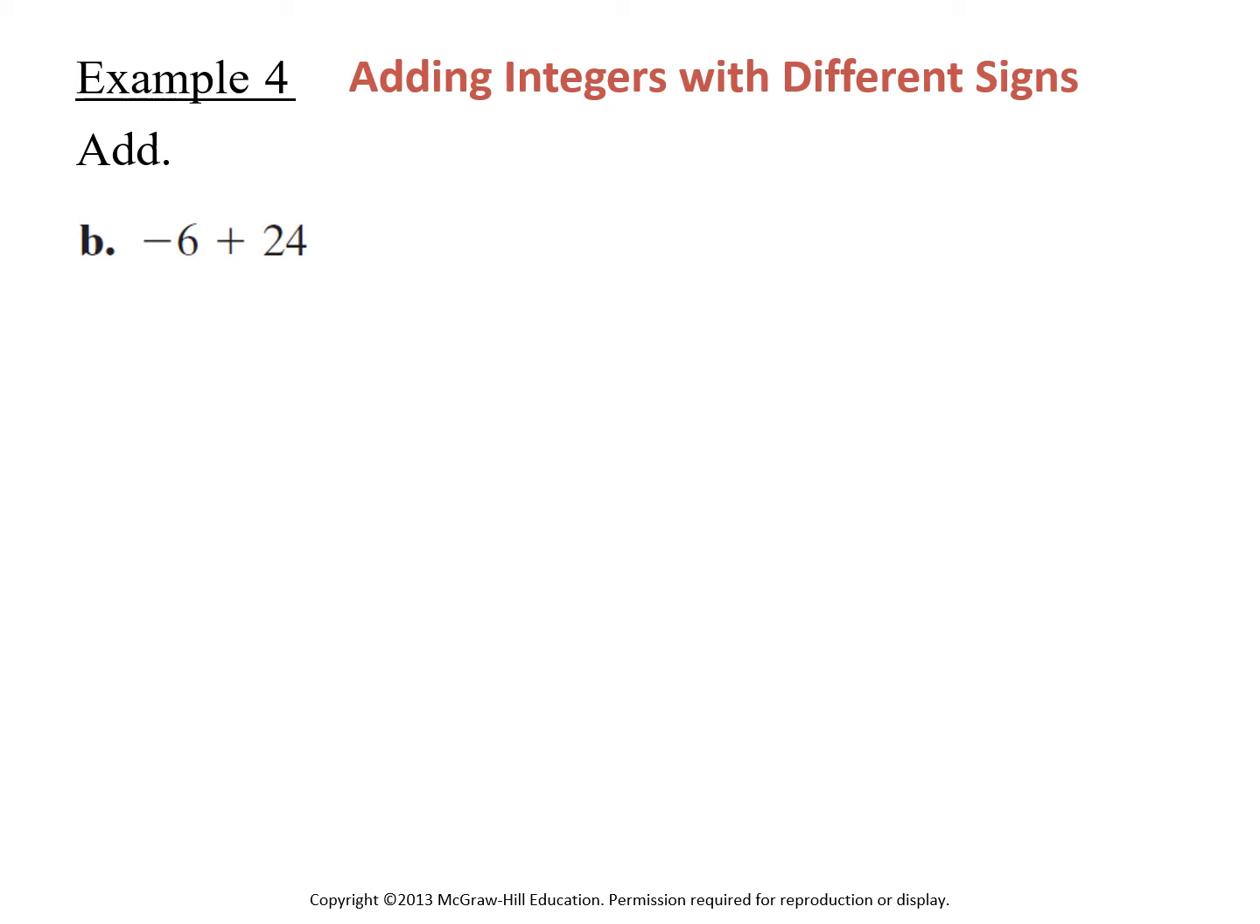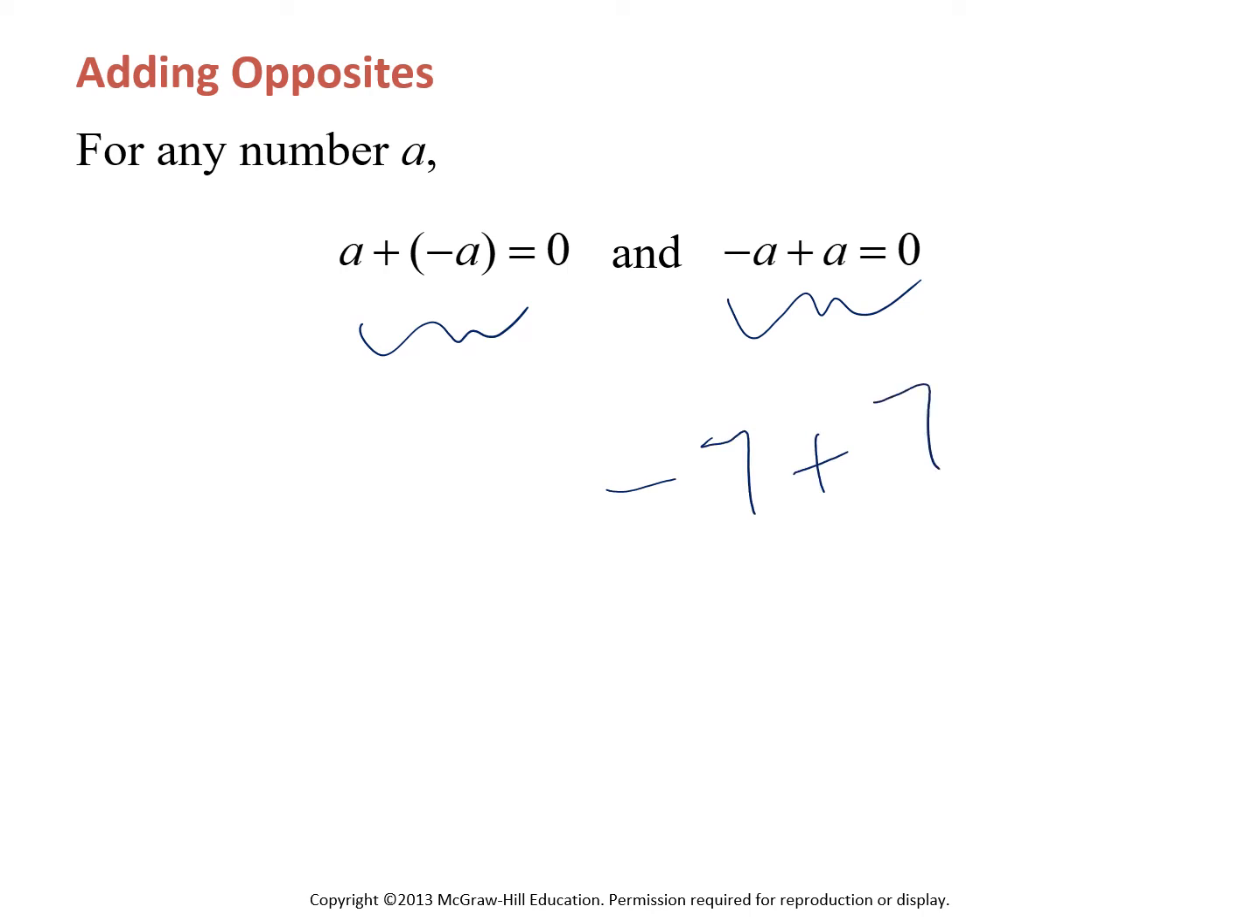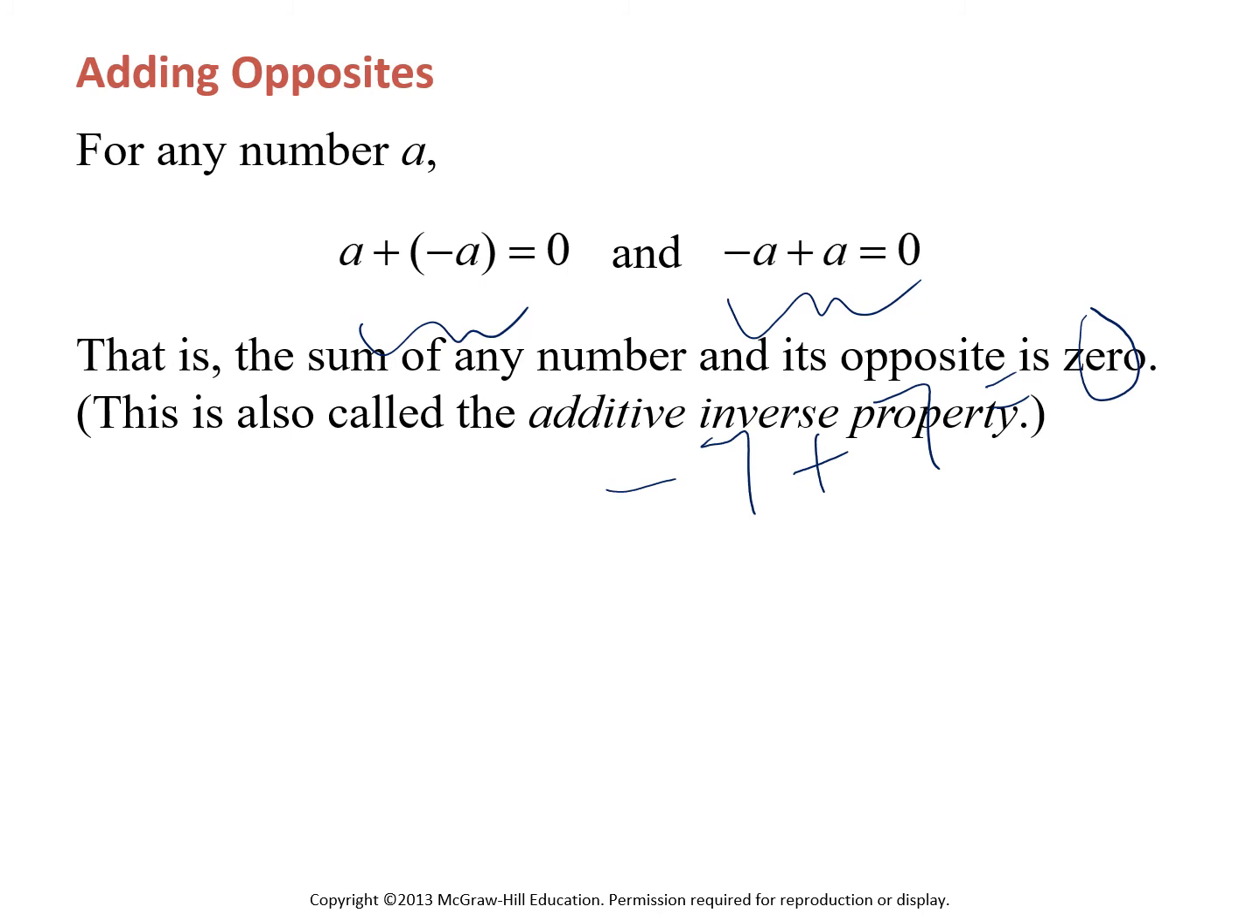-6 plus 24. We're going to subtract because the signs are different. We have more positives than negatives. We have more than we owe, so my answer is +18. Any number plus its opposite is 0. So adding opposites, a plus -a equals 0. -a plus a is 0. -7 plus 7 is 0. You have 7, you owe 7, it's 0.